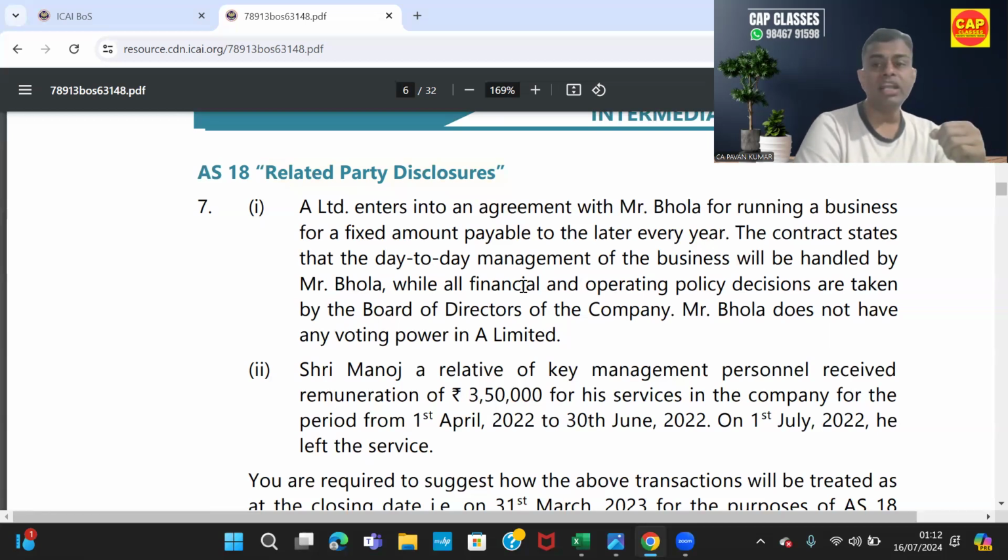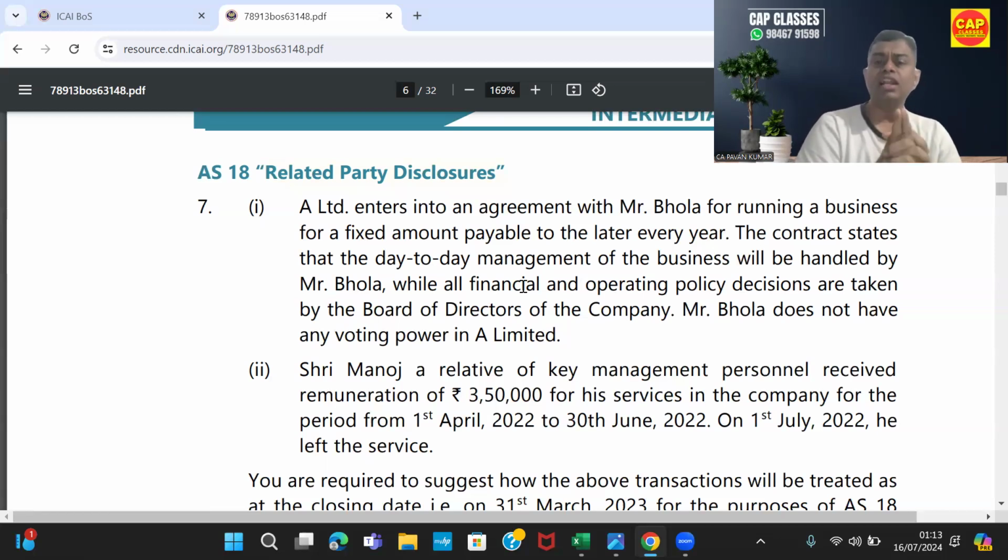I generate money like this. I utilize money like this. No, you cannot do that. So obviously, you don't have shares. You don't have voting power. You don't have operating policy decision making. You don't have financial policy decision making. So who are you? You are just an employee. That could be any type of contract, but you are not a related party.